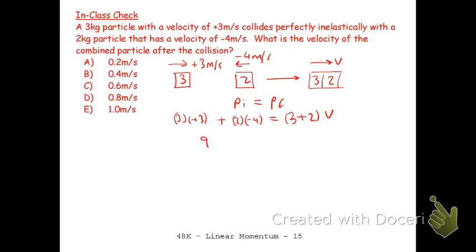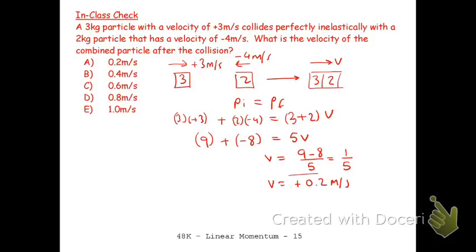So that's going to be 9 plus minus 8 is equal to 5V. So V is equal to 9 minus 8 over 5, which equals 1 over 5. V is equal to plus 0.2 meters per second. And I wish, again, I'd put down signs on this, because it is a direction. It's not the speed I'm asking for. And it did go in the positive direction.